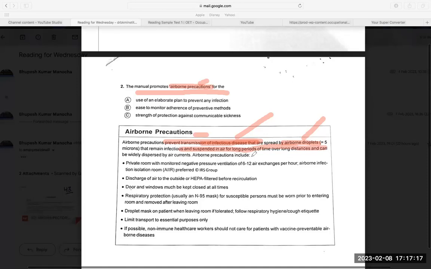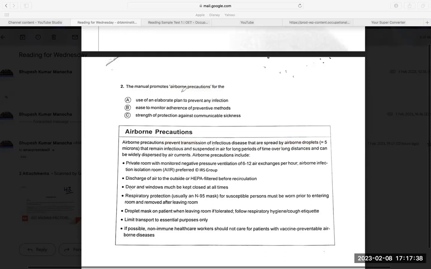Then it says airborne precautions include HEPA filters, N95 masks. We all know how to prevent these things. These are the various steps which have been given as part of preventing airborne infections. So it's very simple. I have understood the topic. Now I will go to the options.